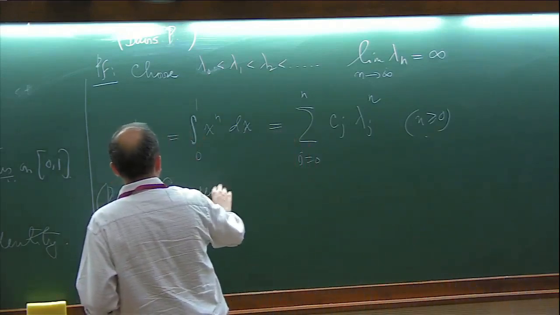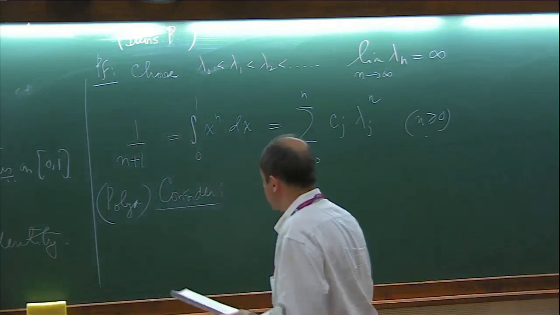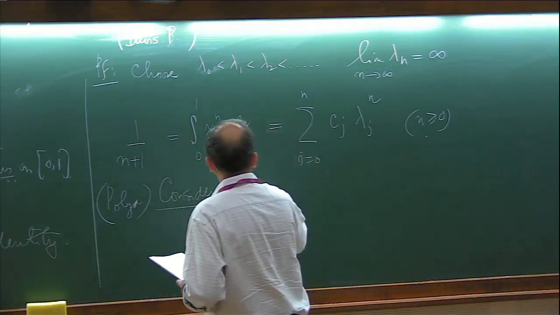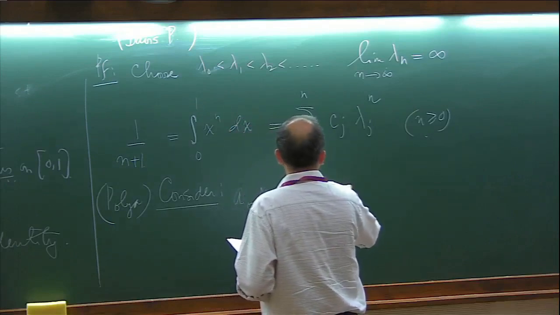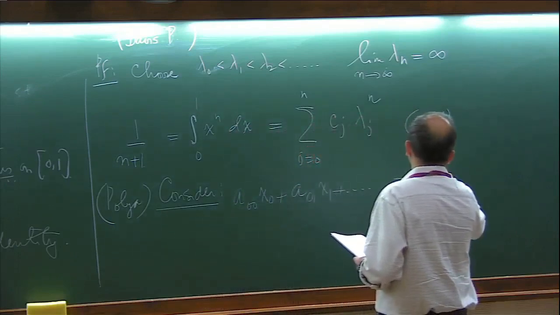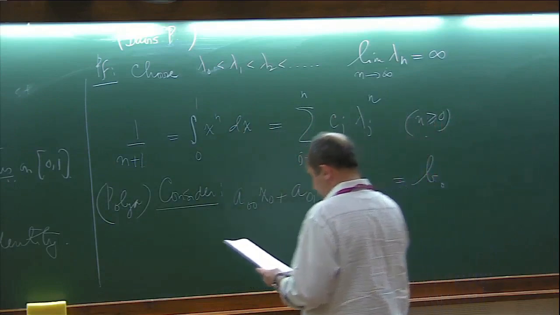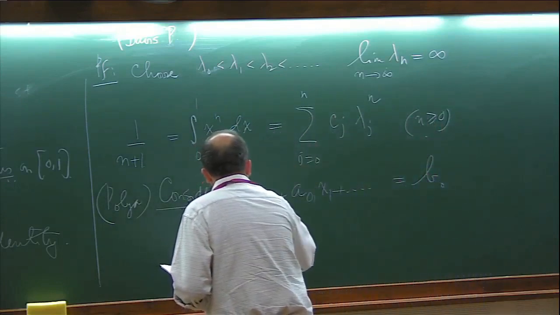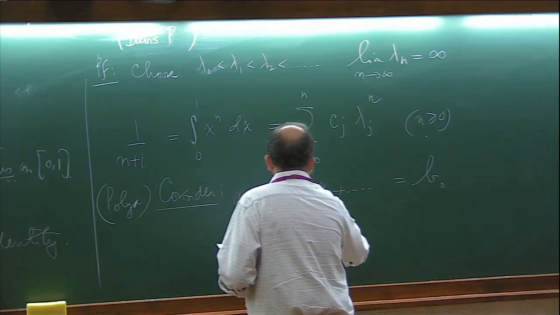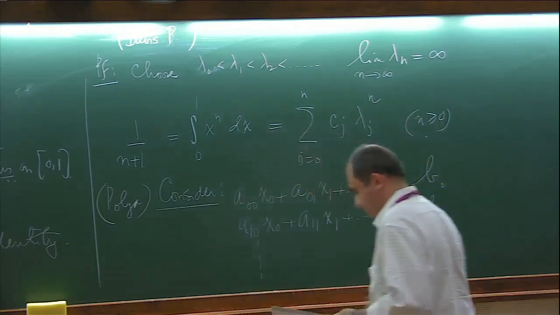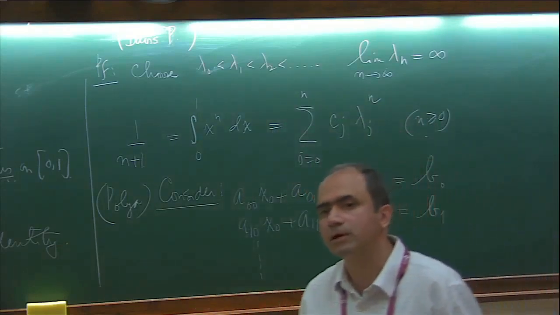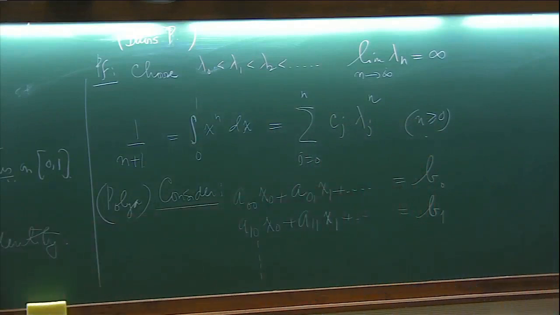Consider the following set of equations. Let's look at a00 x0 plus a01 x1 and so on equals b0. Then a10 x0 plus a11 x1 and so on equals b1, and so on. So this is an infinite system of equations in infinitely many unknowns.